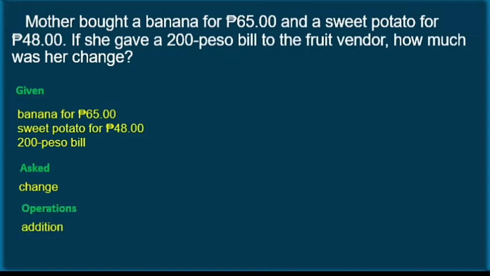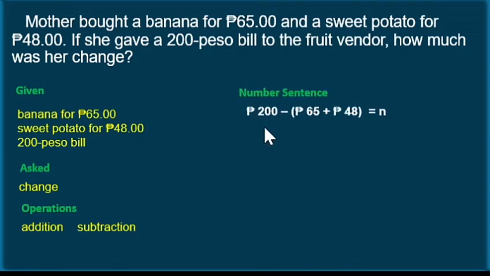Now what's the operation? Definitely you're going to be using addition, and also you'll be using subtraction. You'll be using addition and subtraction. So where would the addition take place? Let's see this in the number sentence.